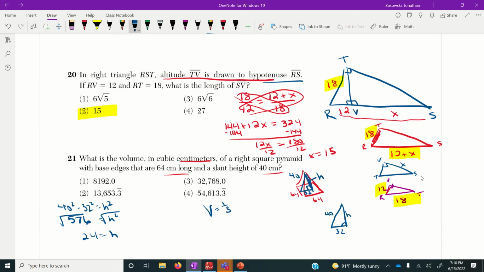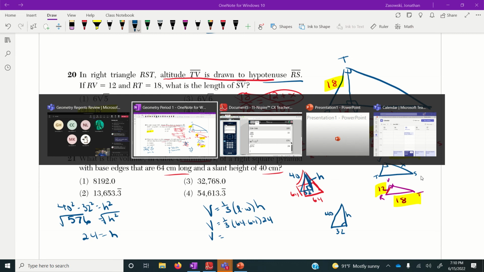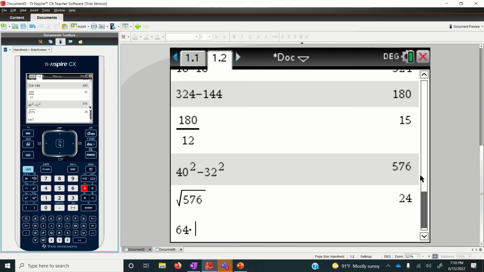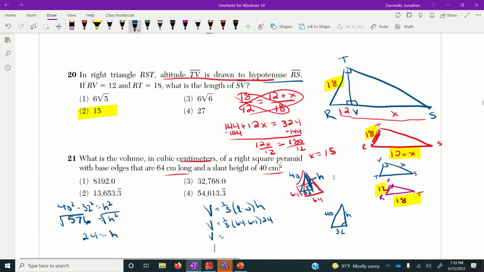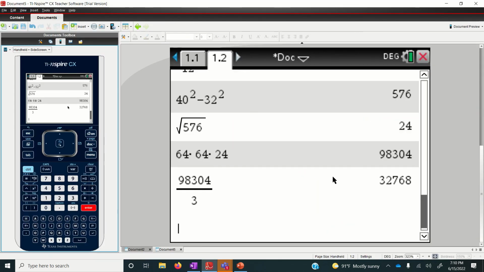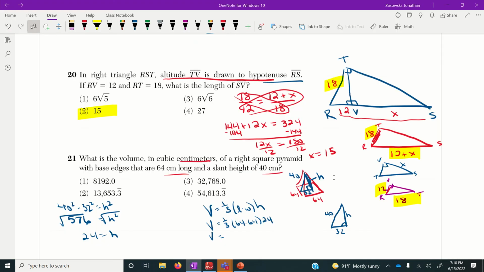That's 1/3 the area of the base. The base is a square, so it's going to be length times width, or side squared, side times side, and then times height of the whole thing. So 1/3, 64 times 64, and then times our 24 that we got for the answer there. Okay, so just want to show something real quick. 64 times 64 times 24 is 98,304, okay? And then we're doing 1/3 of that, so 32,768. And there is our answer.